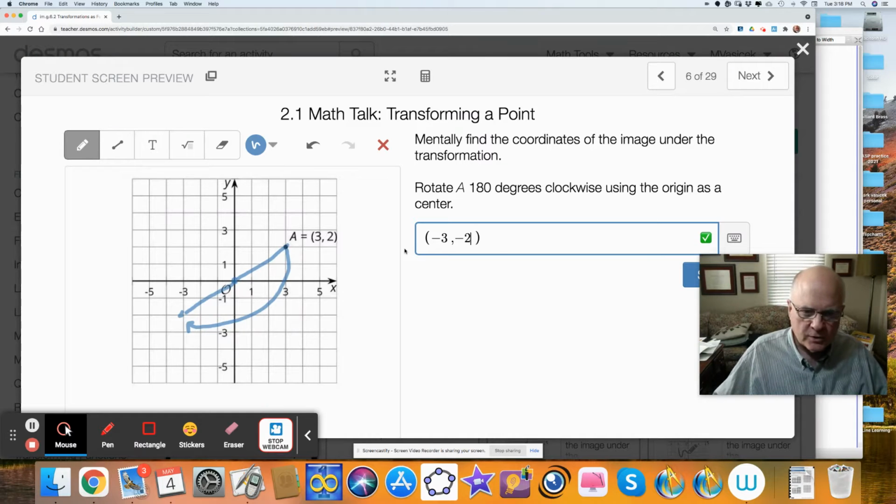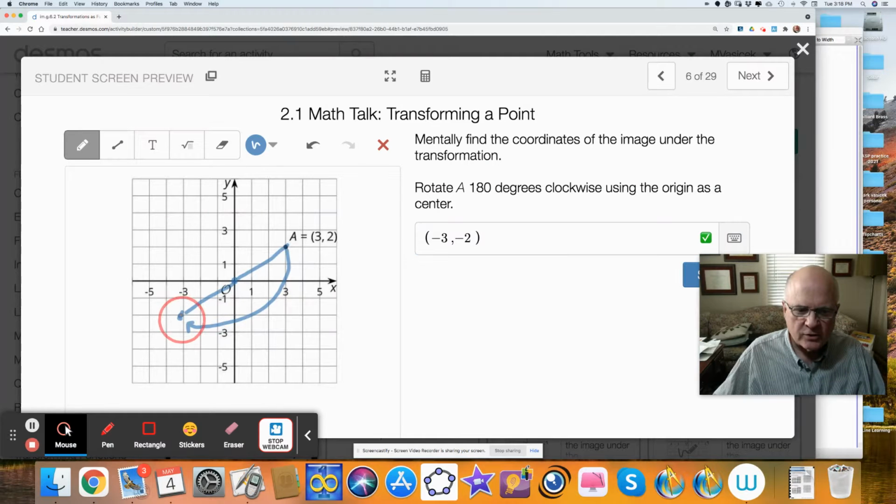A 3, negative 2 would be across the x-axis. When I change both of the signs, it puts me at a 180-degree rotation about the origin. That's my green check mark.